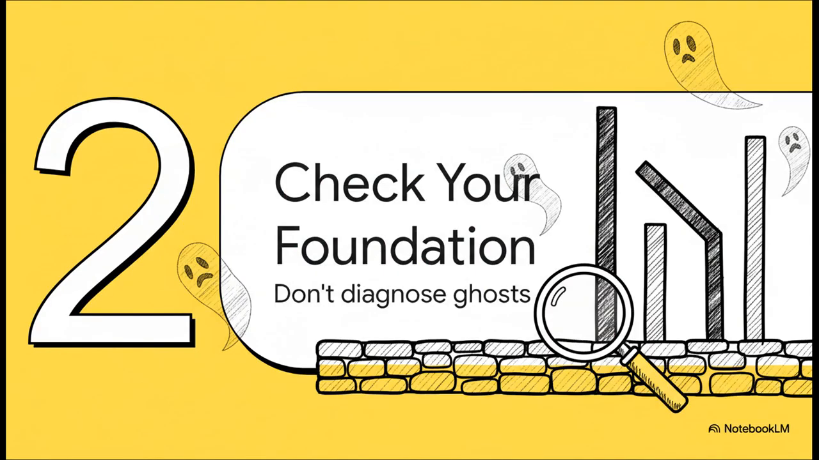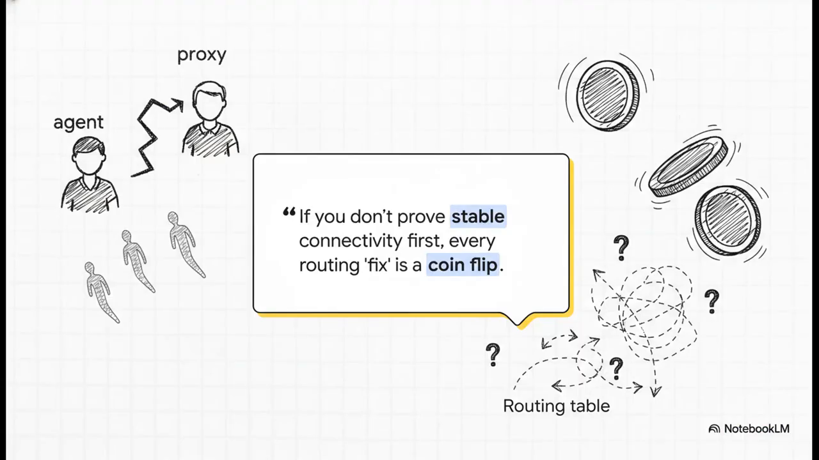All right, let's get to the most important part of this whole thing. Checking your foundation. I'm serious. Before you even think about touching a route or changing a setting, you absolutely have to start here. If you don't, everything else is just a guess. And this quote just says it all, doesn't it? I've heard this from so many operators. If that initial handshake between your agent and your proxy isn't truly stable, every single change you make to your routing table is a complete coin flip. You're chasing ghosts. You're trying to fix a problem that isn't even the real problem.